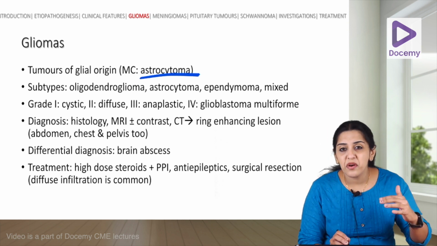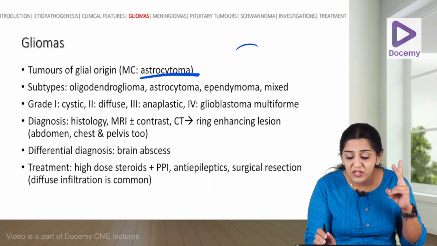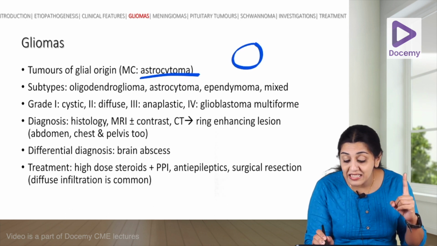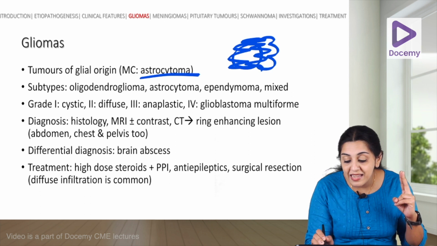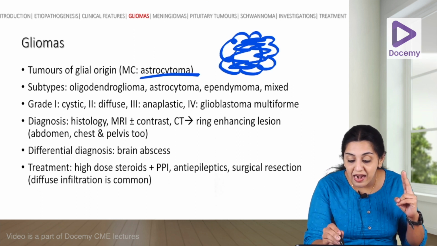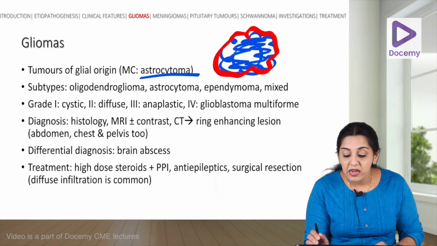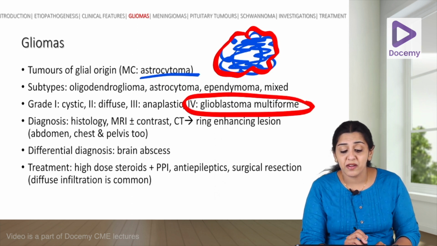Depending on the severity or the aggressive nature: grade 1 is cystic, grade 2 is diffuse, grade 3 is anaplastic and grade 4 is glioblastoma multiforme. Okay, so grade 4 is the most aggressive tumor, glioblastoma multiforme.